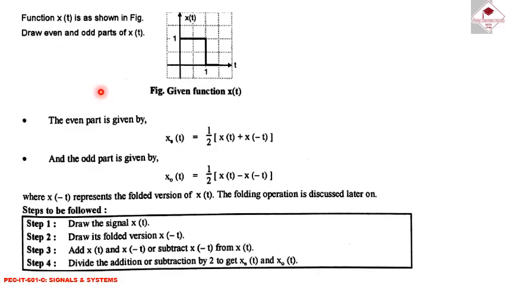Next, one function x(t) has been given, and you are asked to find its even and odd parts. The even part is given by x_e(t) = 1/2 [x(t) + x(-t)], and the odd part of the signal is given by x_o(t) = 1/2 [x(t) - x(-t)]. To represent this graphically, first we draw the signal x(t), then the folded version x(-t). Then we add x(t) and x(-t), or subtract x(-t) from x(t), and divide the addition or subtraction by 2, and from that we can obtain the even and odd parts of the signal.